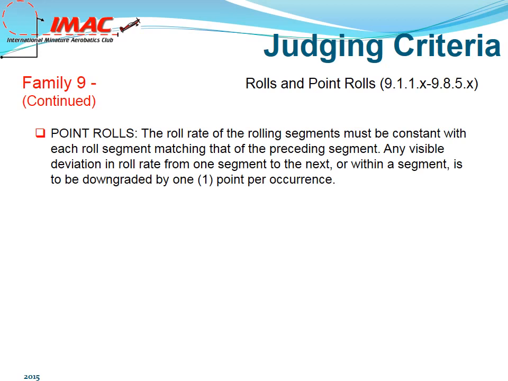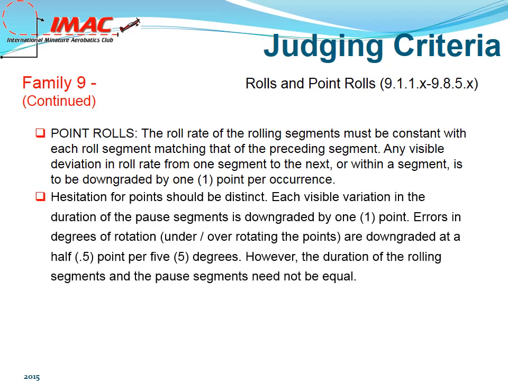Point rolls. The roll rate of the rolling segments must be constant with each roll segment matching that of the preceding segment. Any visible deviation in roll rate from one segment to the next or within a segment is to be downgraded by 1 point per occurrence. Hesitation for points should be distinct. Each visible variation in the duration of the pause segments is downgraded by 1 point.